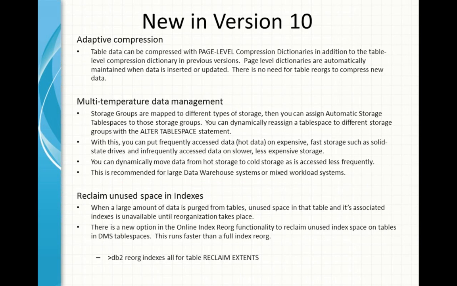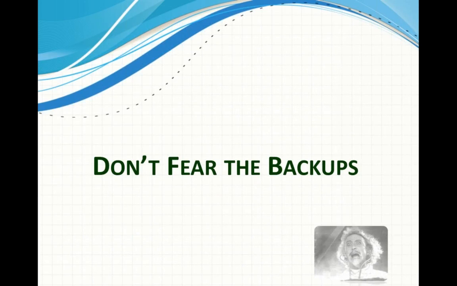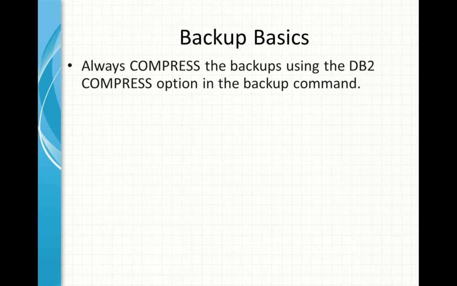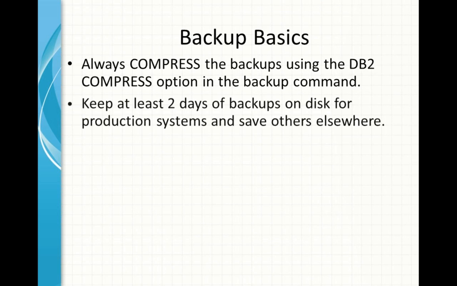Another really cool feature is multi-temperature data management. It's based on storage groups, which are mapped to different types of storage. You can assign automatic storage table spaces to these storage groups, and you can dynamically reassign a table space to different storage groups with the alter table space command. With this, you can put frequently accessed data or hot data on expensive fast storage, such as solid-state drives, and infrequently accessed data on slower, less expensive storage. You can dynamically move data from hot storage to cold storage, and it's a good recommendation for data warehouse systems or mixed workload systems.